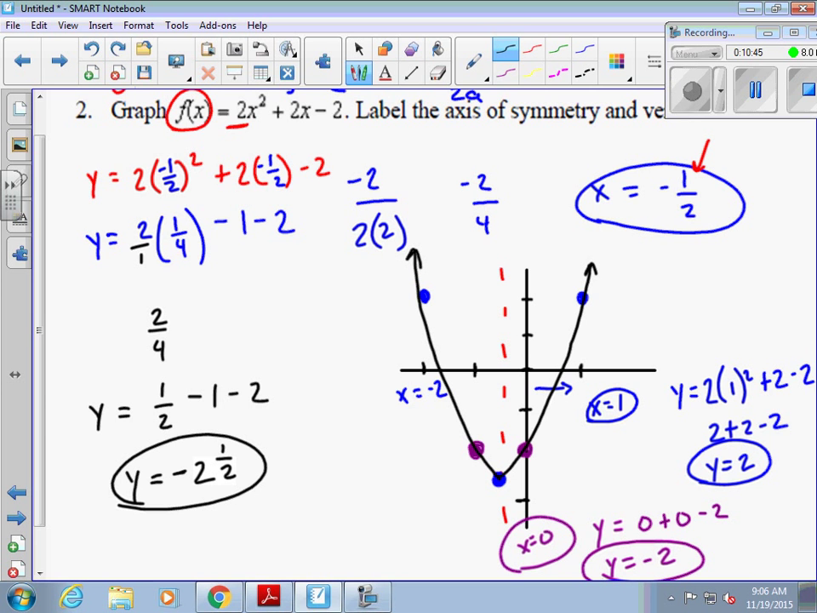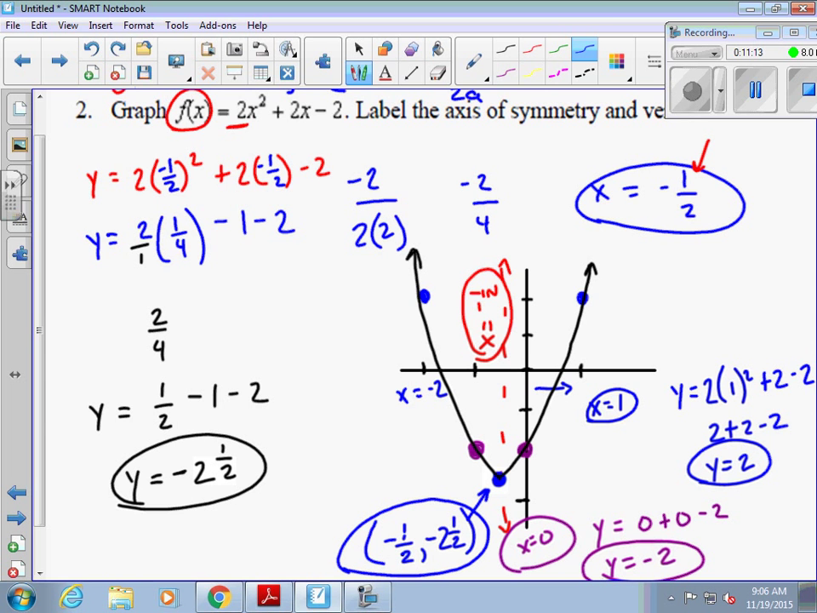It tells you to label the axis of symmetry and the vertex. The axis of symmetry is simply x is equal to negative 1/2. That's that line right there, that axis of symmetry, the red one. X is negative 1/2. And the vertex is this point right here. Your x value is negative 1/2. Your y value was negative 2.5, which is the same thing as negative 5/2. That's your vertex.